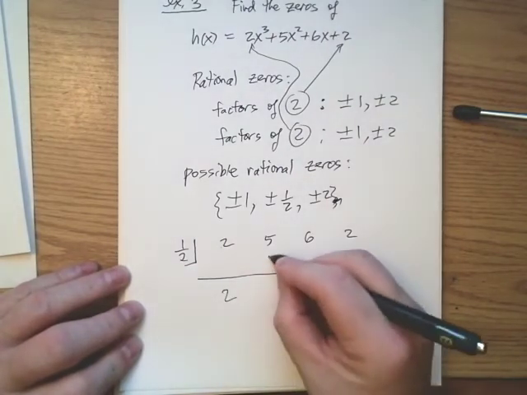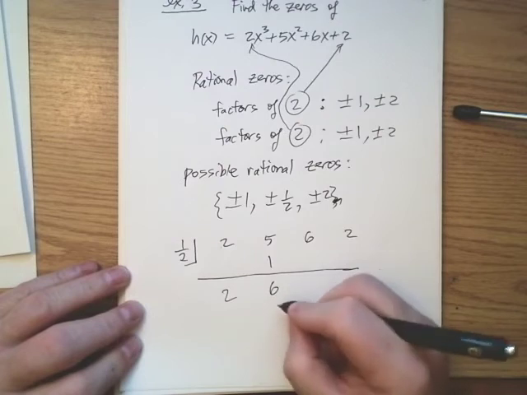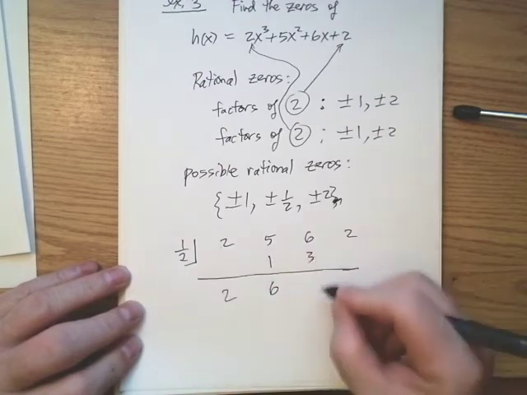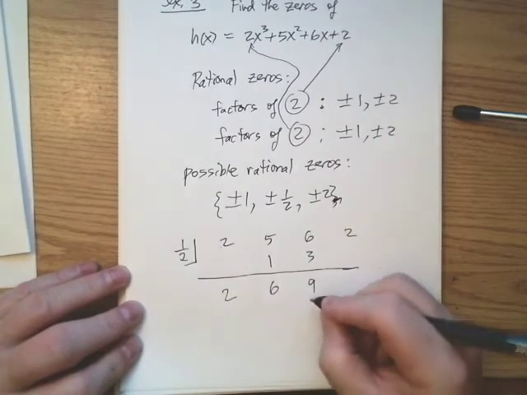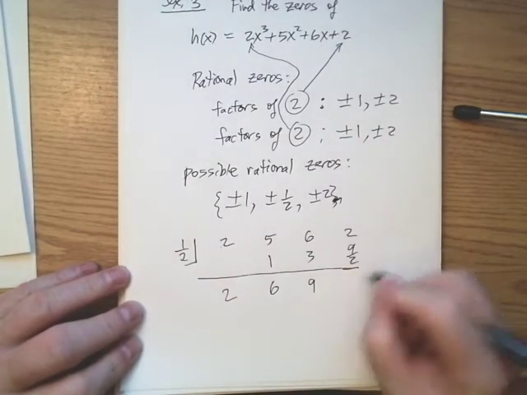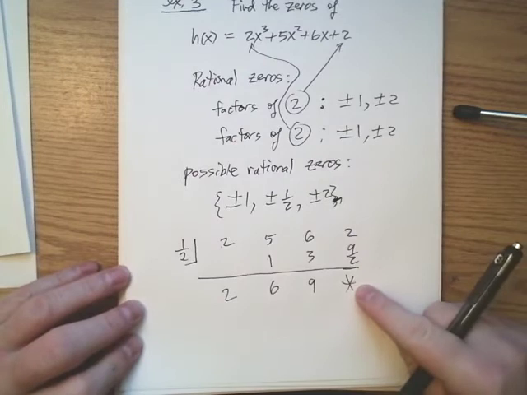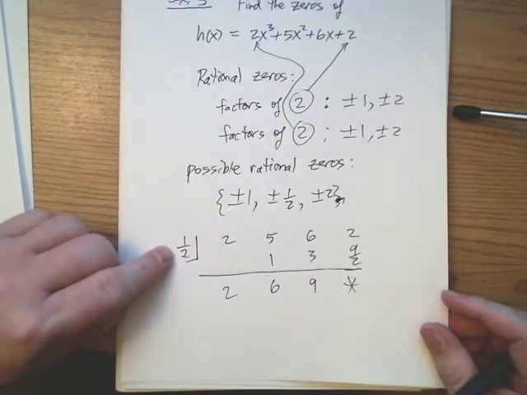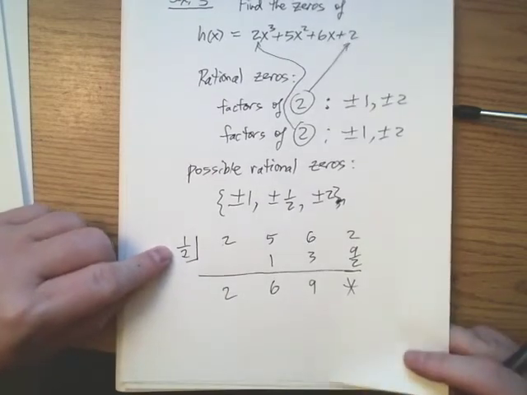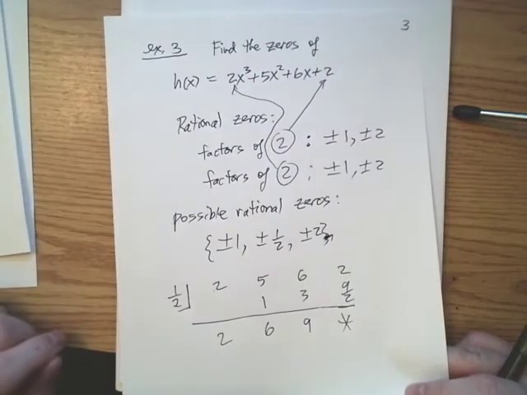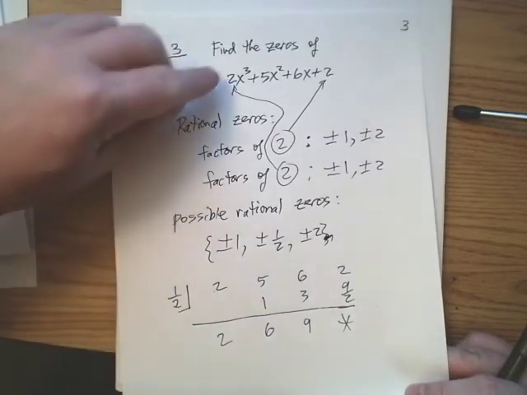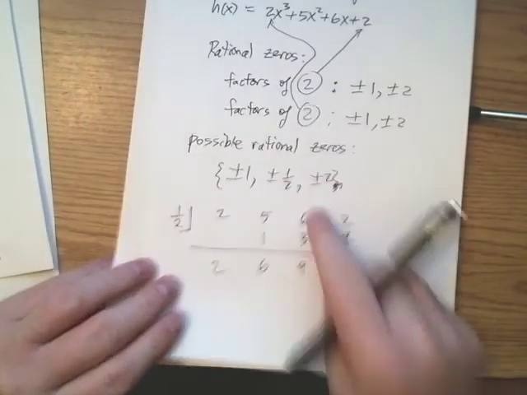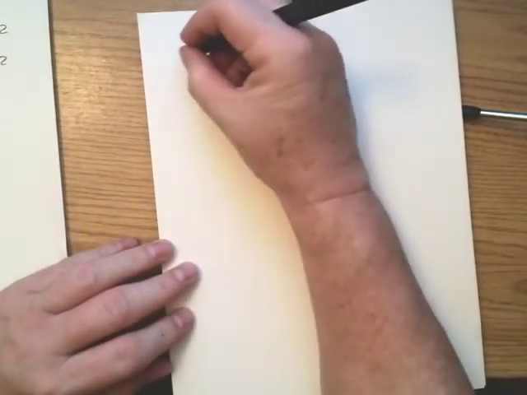Multiply, you get 1. Add, you get 6. Multiply, you get 3. Add, and you get 9. Multiply, and you get 9 halves. Add, and you don't get 0 here. Doesn't really matter what I got here. It isn't a 0, right? So what have we shown? 1 half is not a 0. I could plug 1 in my head here and see that that's not going to work. I don't think negative 1 is going to work either. Let's try minus a half. Do you see what I'm doing? Just going through there hoping that one of these will be a 0. Let's try minus a half instead.